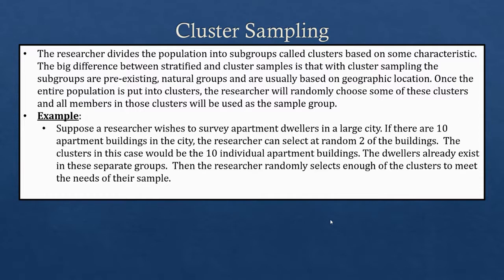So if I wanted to do this same study but with stratified sampling, I could still use the 10 apartment buildings as my strata, but to make it stratified, then I would have to randomly sample a few people that live in each of the 10 buildings. So stratified, a few from each, or cluster, everybody from a few of the subgroups. So it kind of flips around there.